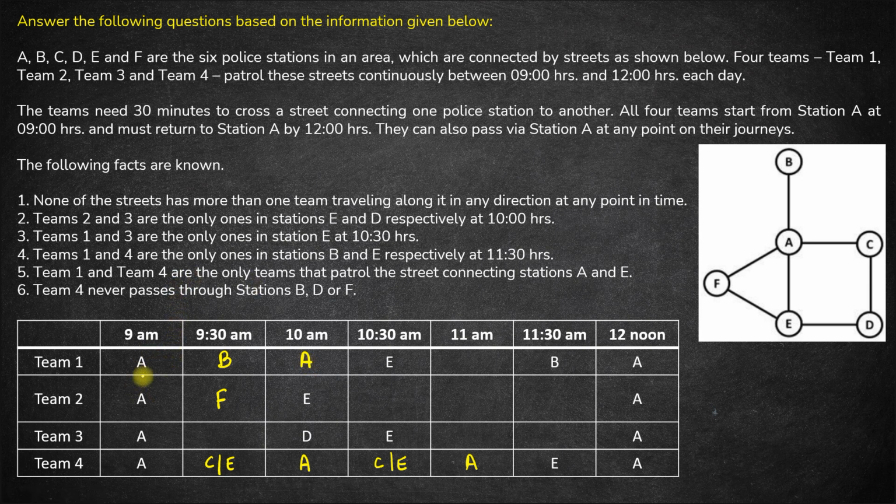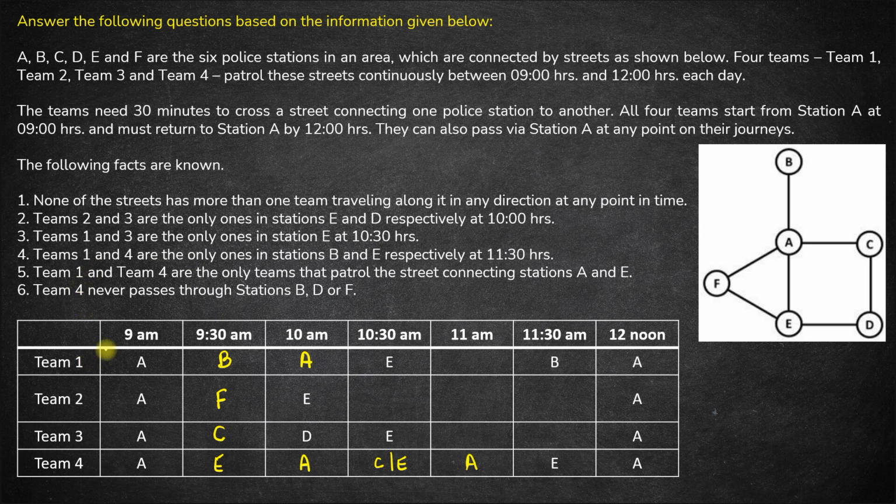So at the starting, from A all the 4 teams go in 4 different directions. 2 of them go in the direction of B and F, and 2 of them in the direction of C and E. Now we know teams 1 and 4 are the only teams that patrol stations A and E. So between A and E only 1 and 4 can go, and 3 cannot. So from A, 3 cannot go to E, so this must be C, and if this is C, this must then be E.